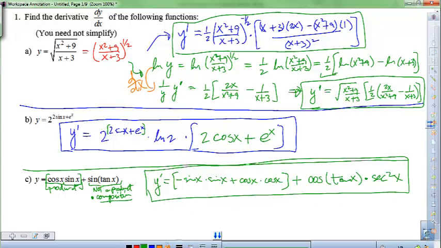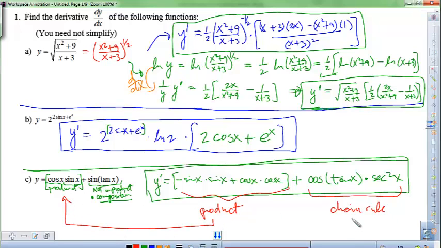And just one more note, just to be absolutely clear, that here we use a product rule, and here we used the chain rule. Product, chain rule. So I hope that was clear, and let's go do some more derivatives.